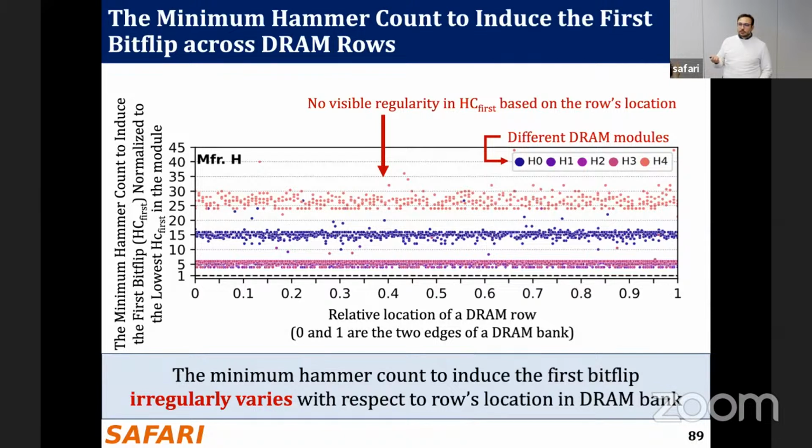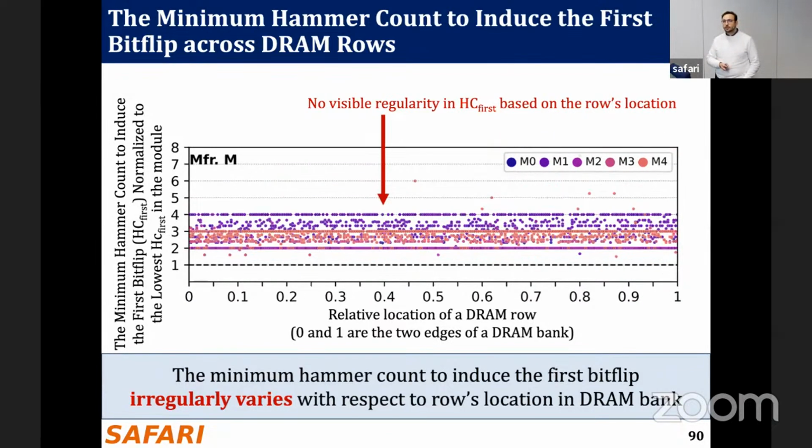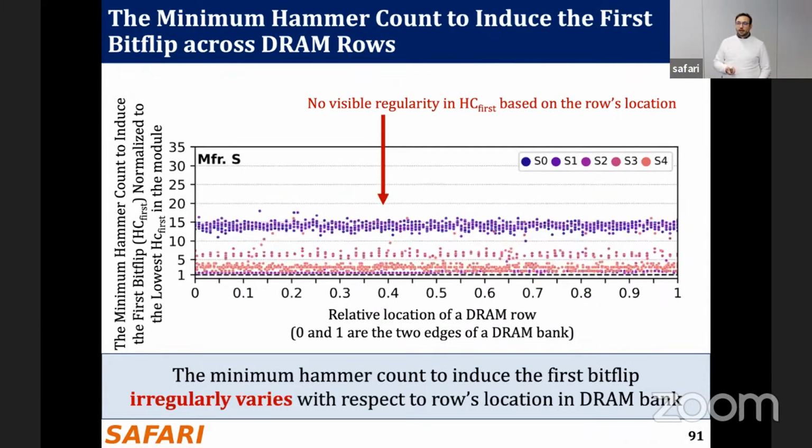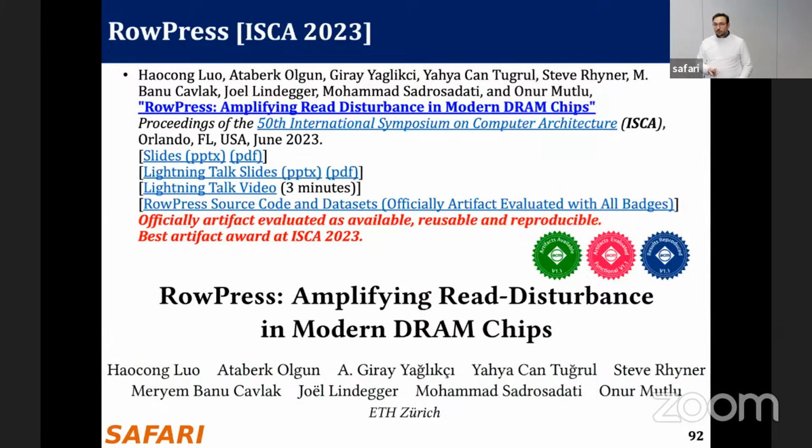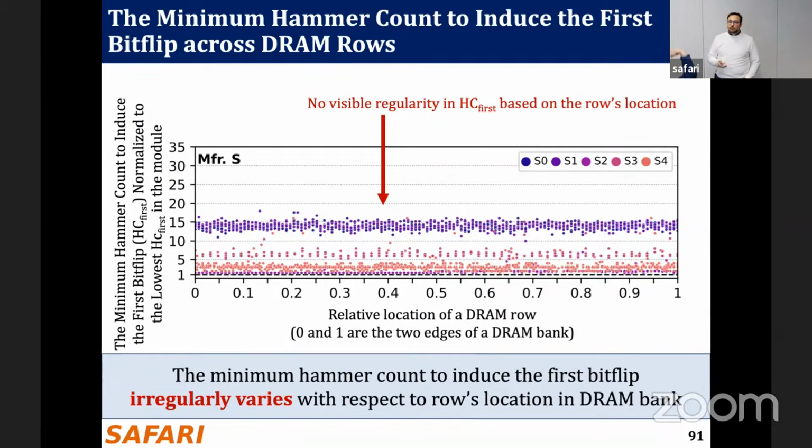And that's why we conclude that the HC first, or minimum hammer count to induce the first bit flip, irregularly varies with respect to row's location in the DRAM bank. And this is the case for modules from Micron as well, and also from Samsung. Although you can see some repeating patterns vaguely in Samsung, and we actually find a little bit of correlation in Samsung modules as well, but not very strong. So for this part, we just conclude that the variation is somewhat irregular.